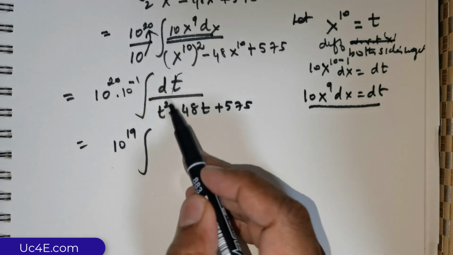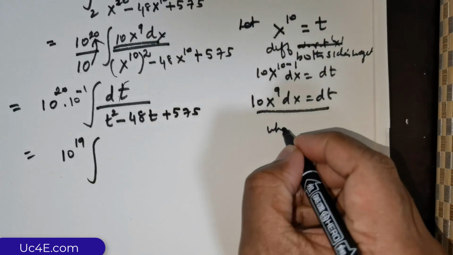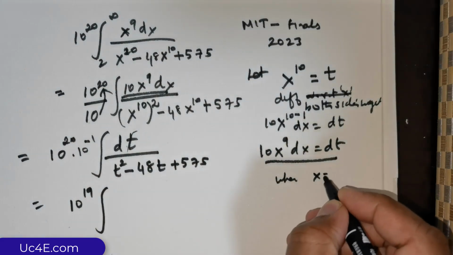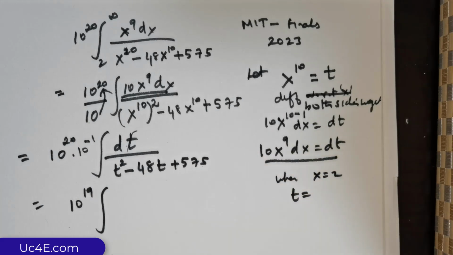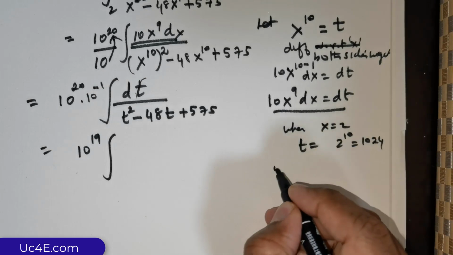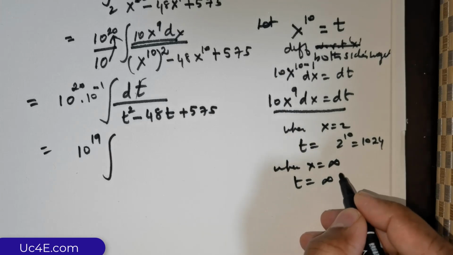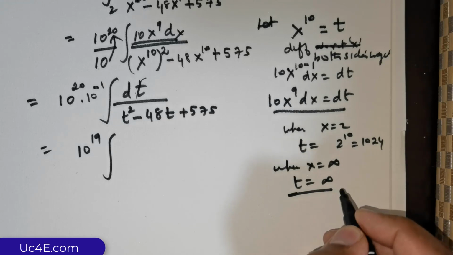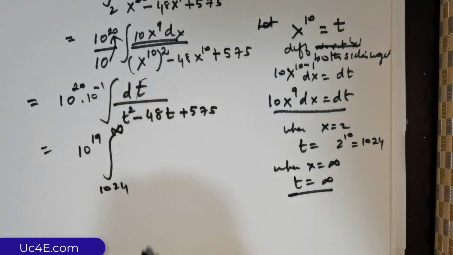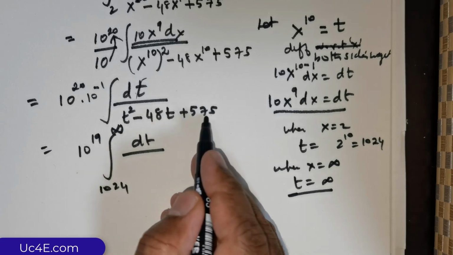Now I have not transferred the limits. Let me do that. Over here it's 2 to infinity. So when x is equal to 2, what is the value of t? t is equal to 2 raised to the power of 10, that's going to be 1024. Now when x is equal to infinity, t is equal to infinity, since infinity raised to the power of any quantity will give me infinity. So the upper limit is going to be infinity, and you get dt over t squared minus 48t plus 575.